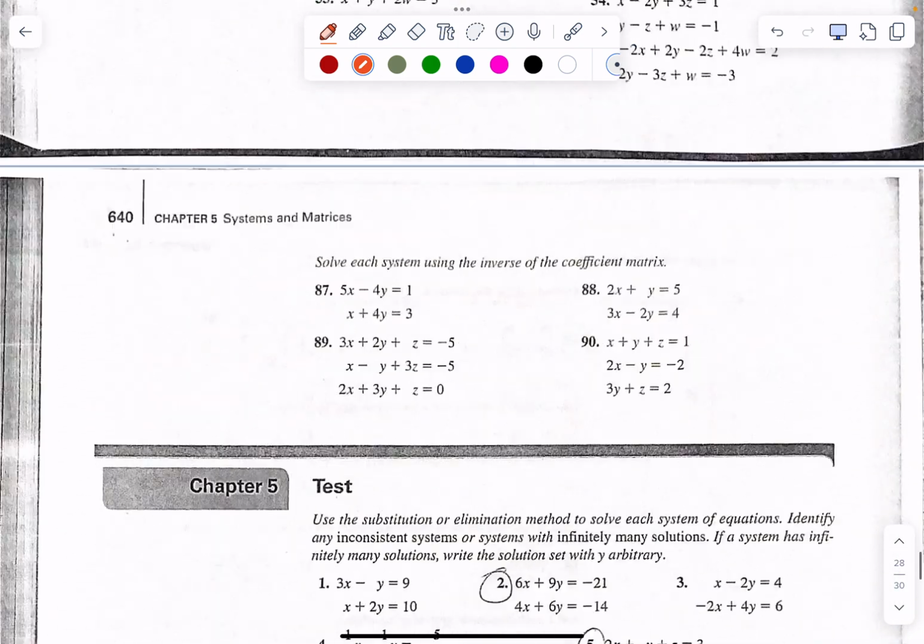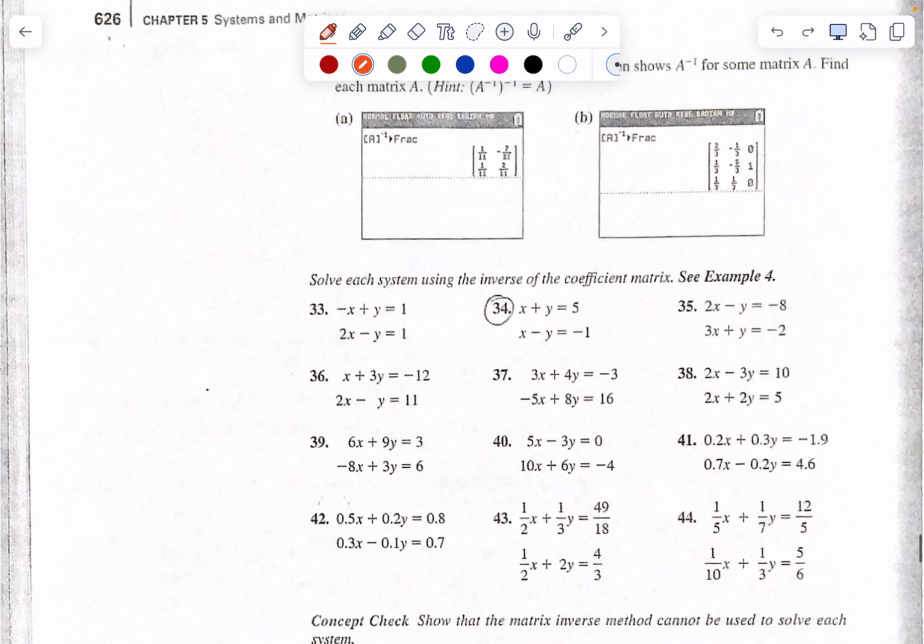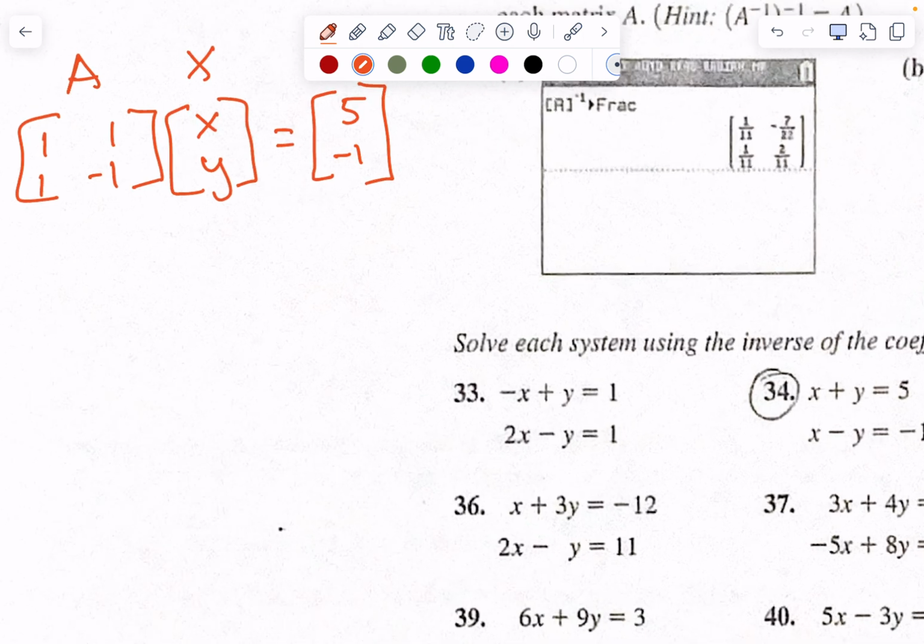Okay, hold on. Where are we at? We should do 14. Solve using the inverse. So 34. Let's do 34. Okay, so the A matrix on 34 is 1, 1, 1, negative 1. That's going to be nice when we go to try to do him, okay? The X matrix is my XY, and he is equal to the B matrix, which is 5, negative 1. That's what the B guy is.